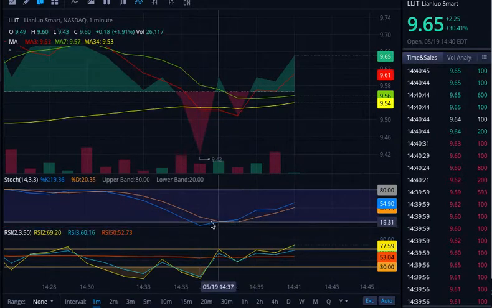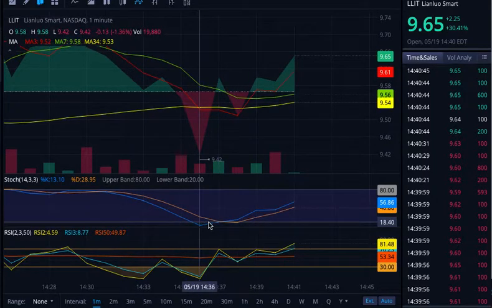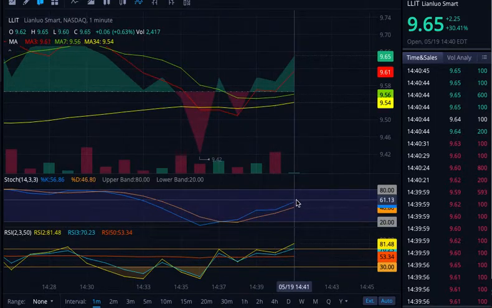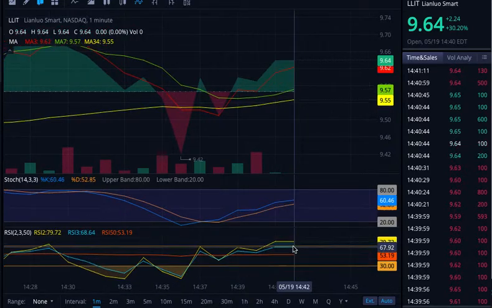You can also see down here where my stochastic is bouncing off my 20 and heading back up to my 80. It's somewhere like 50, 60 right now, between 57 and 60. And also on my RSI, we're going into the oversold area.